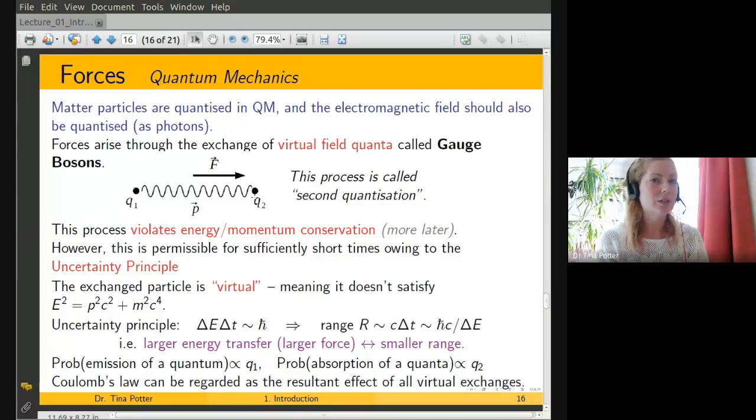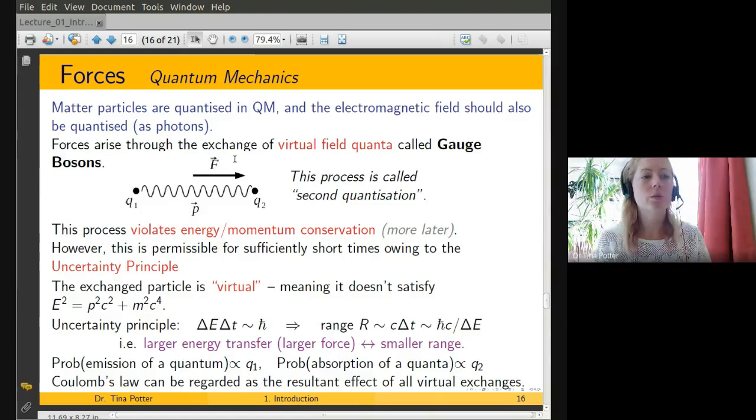Now, we can do this. The Heisenberg uncertainty principle will allow you to violate energy, at least for a short time here, as long as delta E and delta T are roughly h bar. So if you've got two charges here exchanging a force, and they're separated by some particular range, it restricts the range that a large force can actually act over.